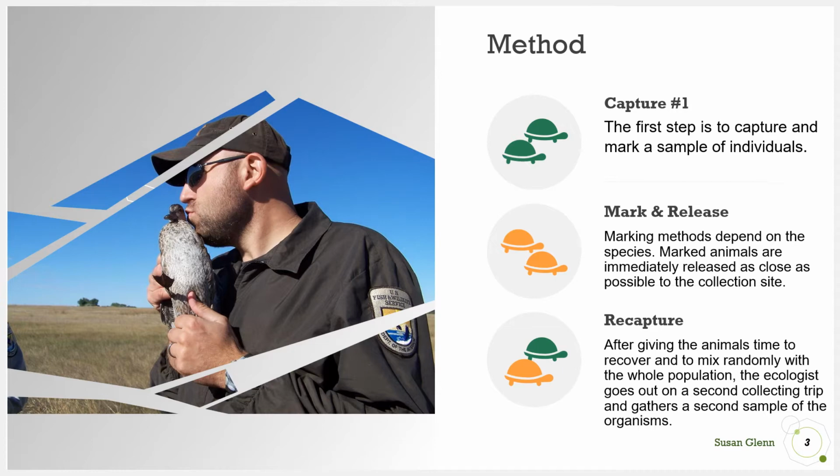You let them go, so you don't hurt them in any way. You're just going to let them go as close to the place where you found them as possible, so that they're going back into their population. Give them a little bit of time to mix, everybody calm down, and then you go out on a second collecting trip and you get a second sample. So there's a capture, there's a mark and release stage, and then there's a recapture stage.